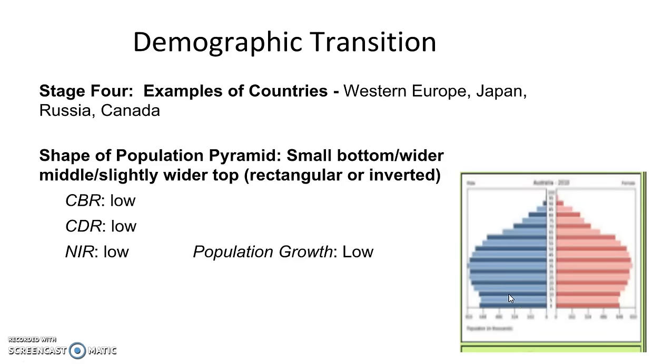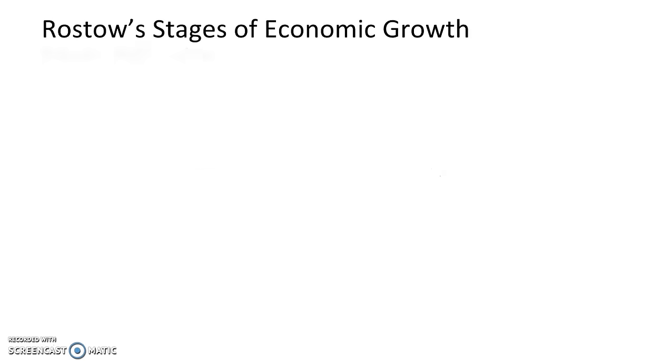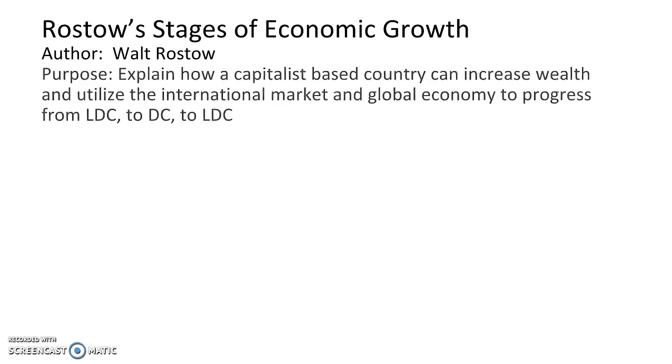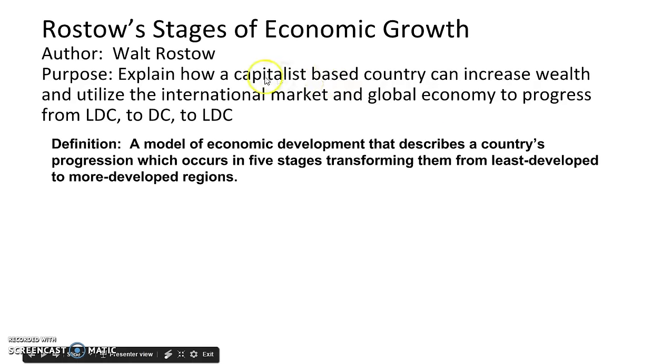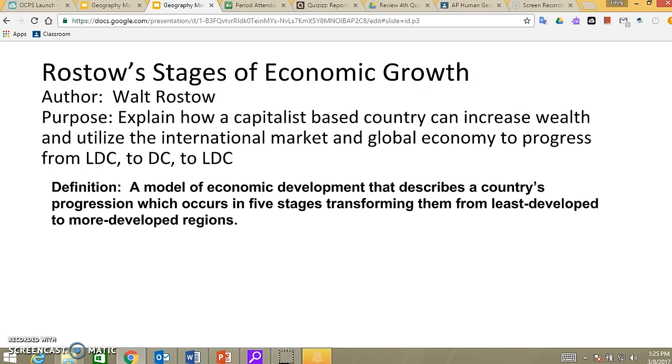That's our explanation of the demographic transition model and how demographics, population affect a country's level of development. Next, let's talk about Rostow's economic stages of development. The author of this is Walt Rostow, and the purpose is to explain how a capitalist-based country can increase wealth and utilize the international market and global economy to progress from LDC to DC to MDC.